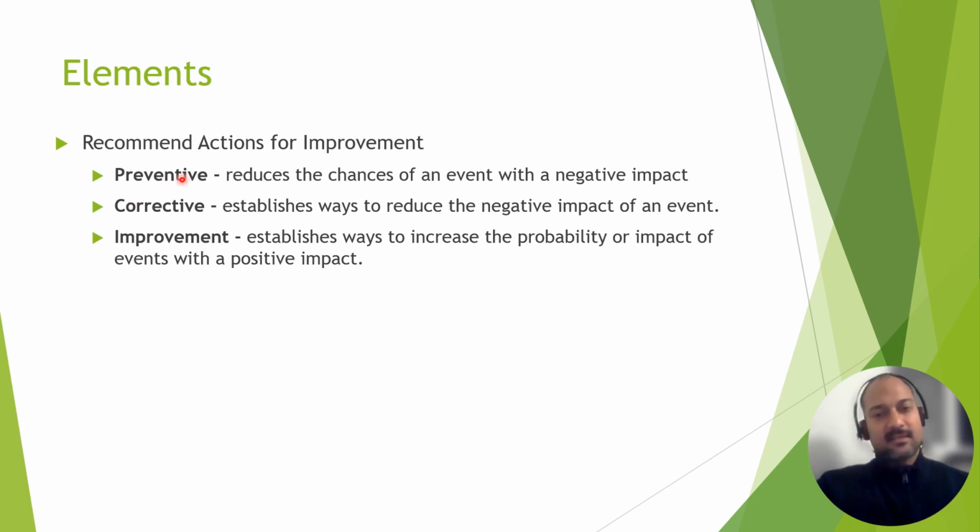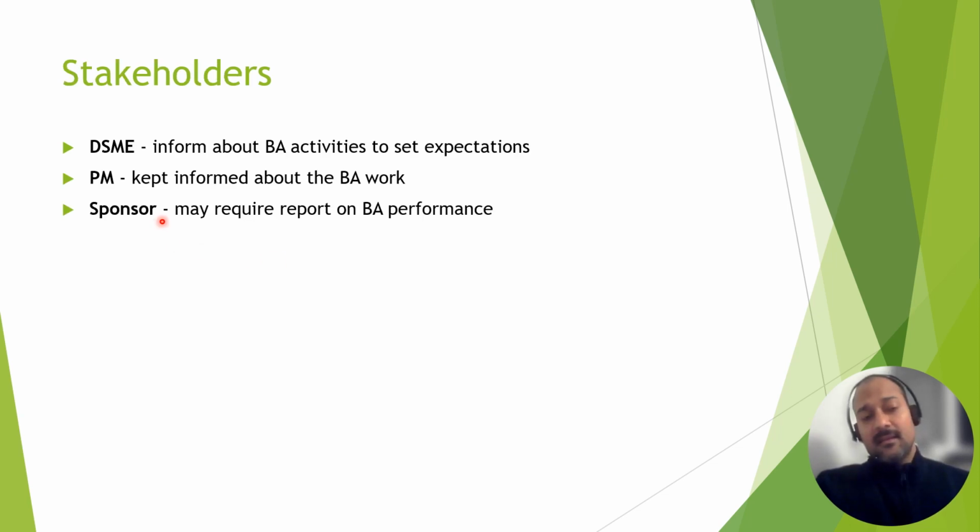So these are just examples for you to understand this preventive, corrective, and improvement measure, and the same applies to business analysis information as well. And now the stakeholders: we have domain subject matter expert. He is informed about the business analysis activities to set the expectation. Project manager is kept informed about the BA work, and the sponsor may require a report on business analysis performance.